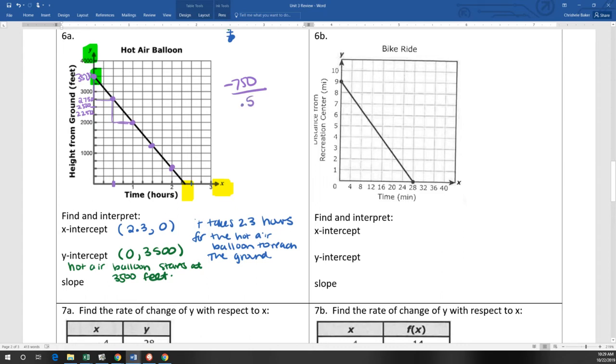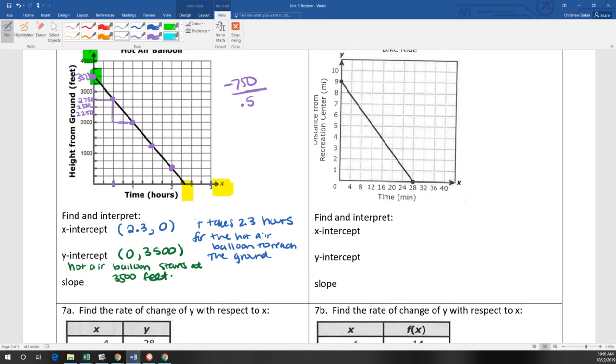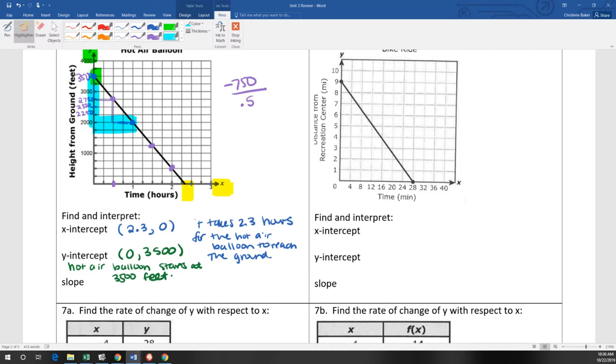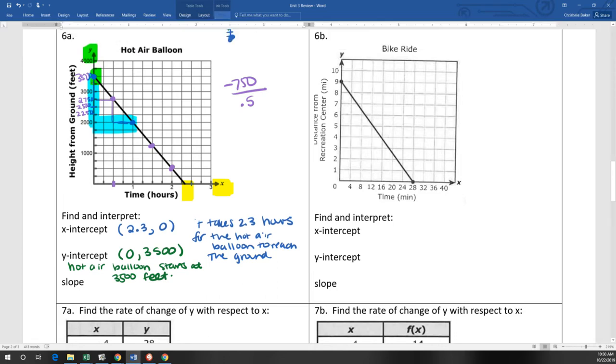So if I look at this in a different way that maybe makes more sense, I can see that this is coming down 1,500 and coming over 1 hour. I can look at it that way too. A bigger triangle. Down 1,500 and over 1. And those fractions are equivalent. So that will be my slope, negative 1,500 feet per hour.